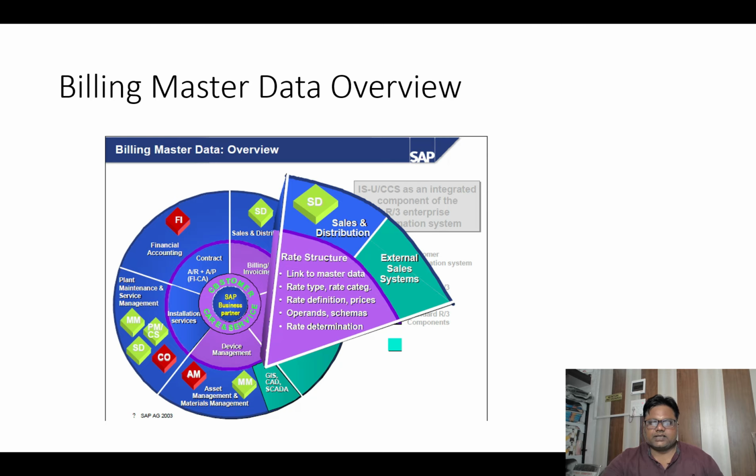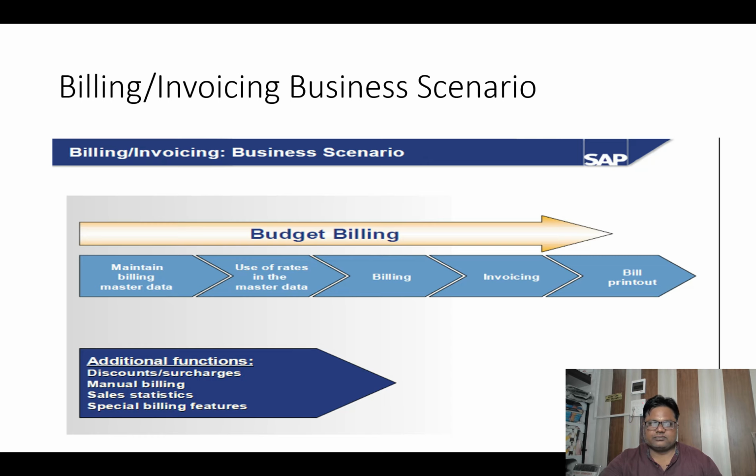Rate structure links the master data: rate type, rate category, rate definition, price, operands, schema, rate determination. So all these are your billing master data overview. Billing and invoicing business scenario. Budget billing: we maintain billing master data, then use the rates in the master data, then we do the billing, then we do the invoicing, and then we do the printout. Additional functions: discounts, surcharges, manual billings, sales statistics, special billing features.